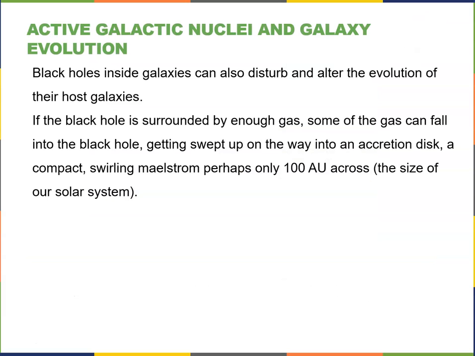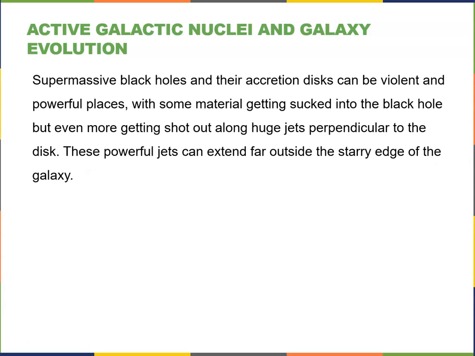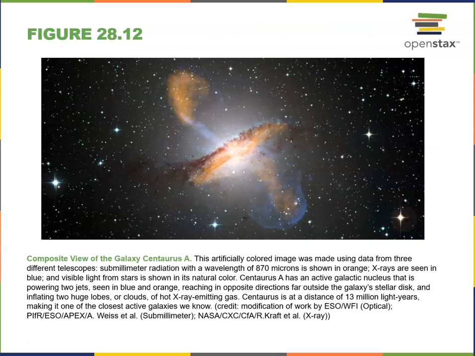Just like merging, black holes inside of galaxies can also disturb and alter the evolution of the host galaxy. If the black hole is surrounded by enough gas, some of the gas can fall into the black hole, and it gets swept up in an accretion disk. Supermassive black holes and their accretion disks are violent and powerful places. Some material gets sucked into the black hole, but even more gets shot out in huge jets. These powerful jets can extend far outside the edge of the galaxy.